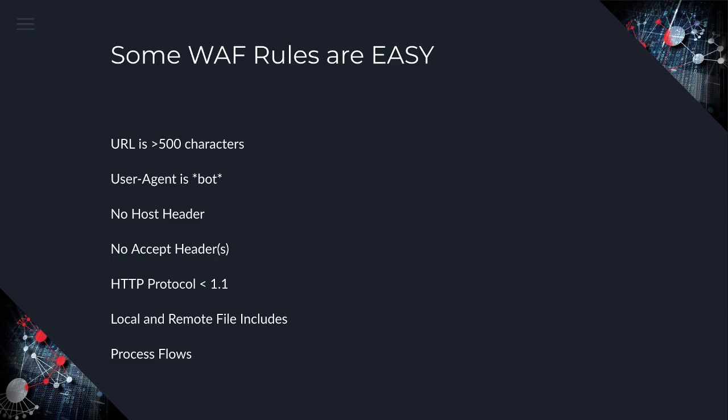HTTP protocol: almost any modern browser today uses HTTP 1.1. Local and remote file includes are really easy because you have either a URL or some kind of directory browsing like ../ that you'll see. Those are really easy to detect. And then things like process flow. When you request this particular URL, did you come from this other URL? You just need a mapping of this page goes to this page, and you enforce that with the referer from request to request.